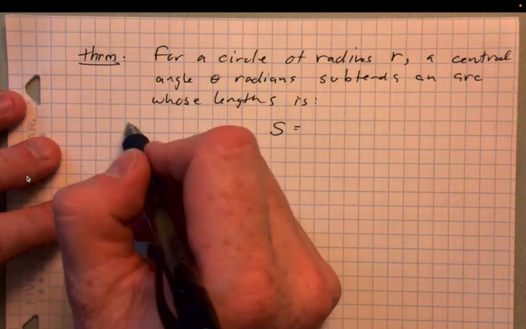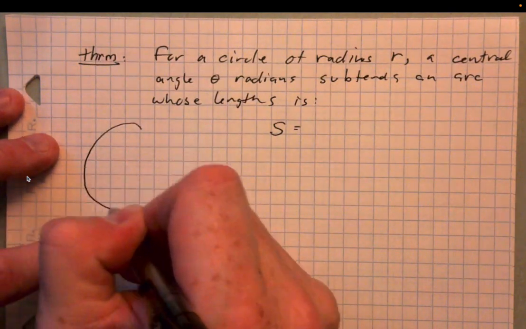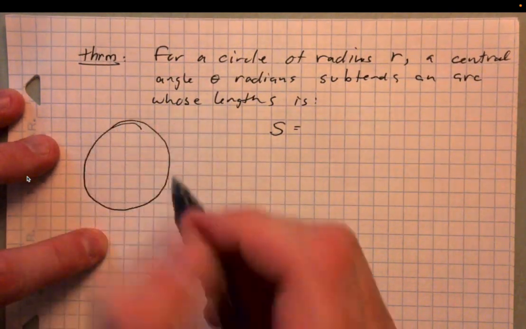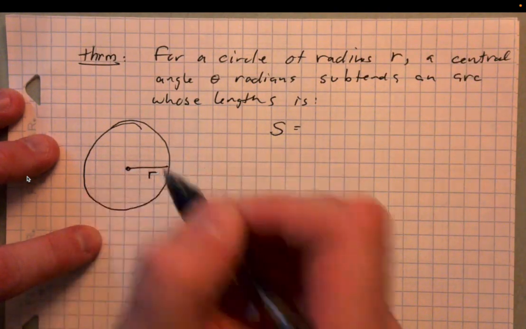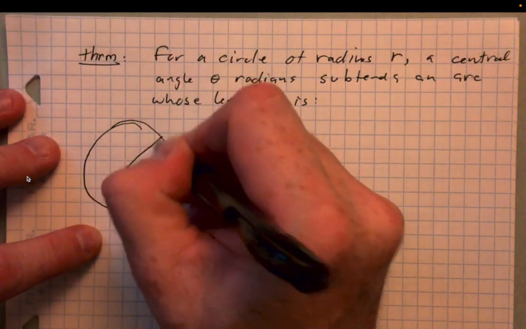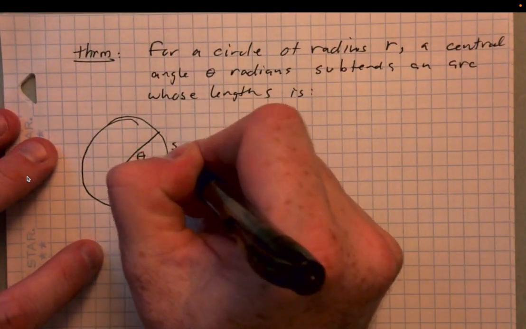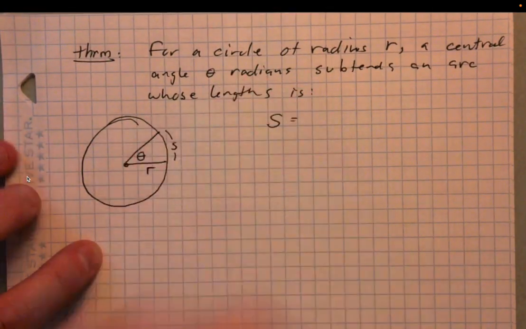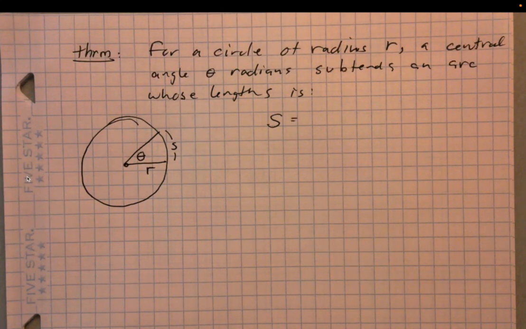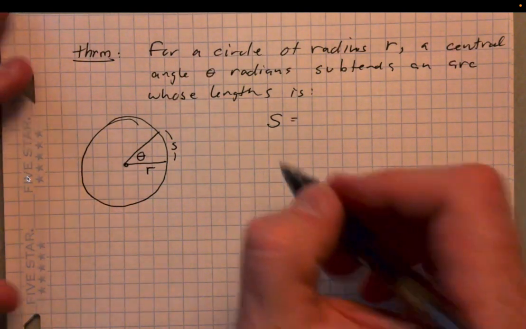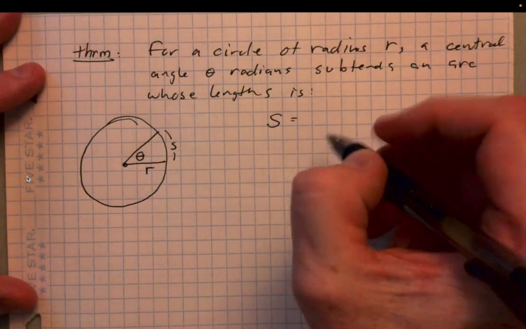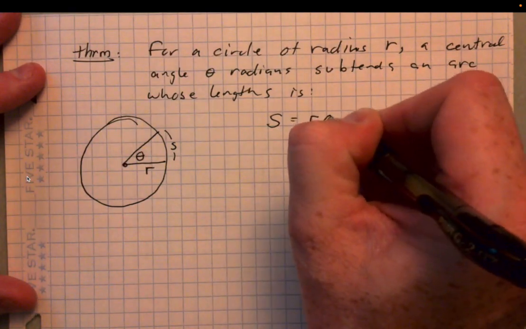Let's draw the picture before I write it. I've got some circle, radius r, I've got a central angle theta, and then I've got some arc length s. So if I know the radius r and I know the angle theta, I can determine s using the following formula. s is going to be equal to r times theta.